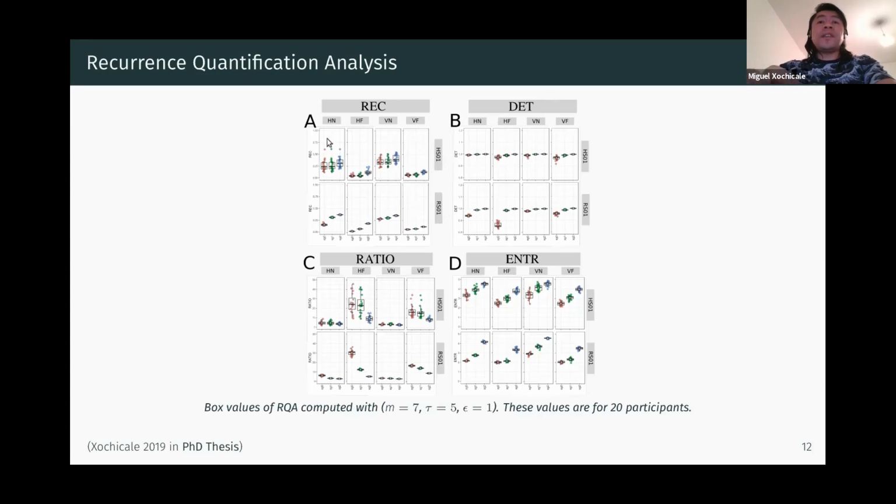Basically, what this plot is telling us is that the entropy measurements are more robust against the changes from different activities, which are these four activities and two types of sensors. That's a good finding, because if we use the recurrence rate or ratio, then some of these quantifiers don't show the differences between these activities or sensors.